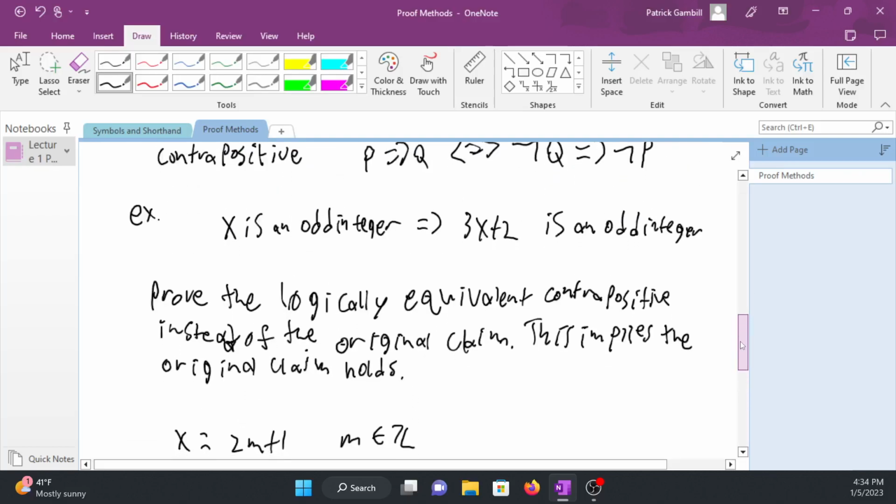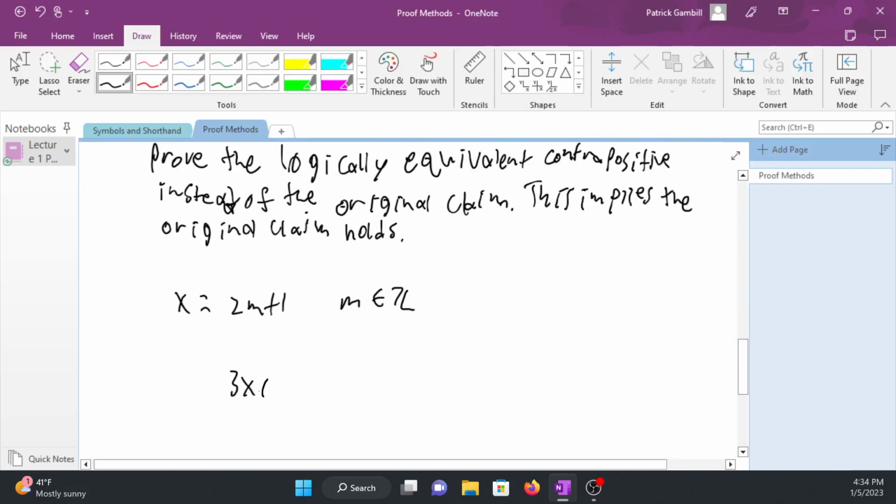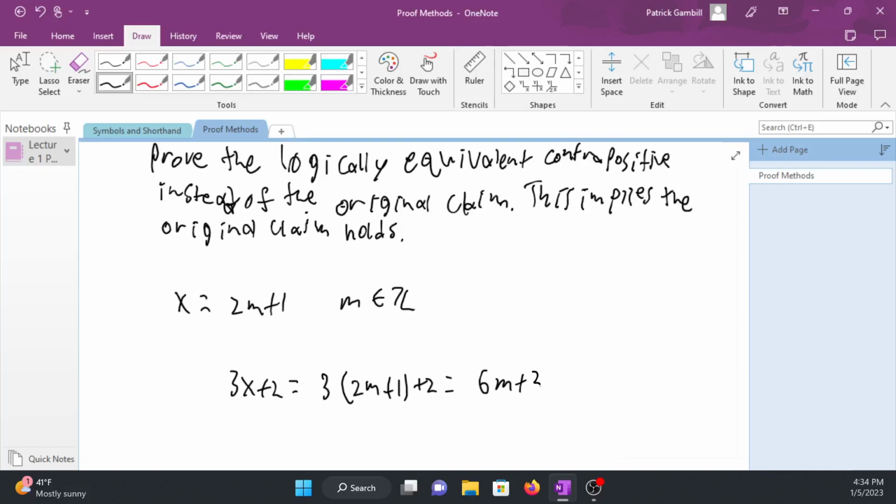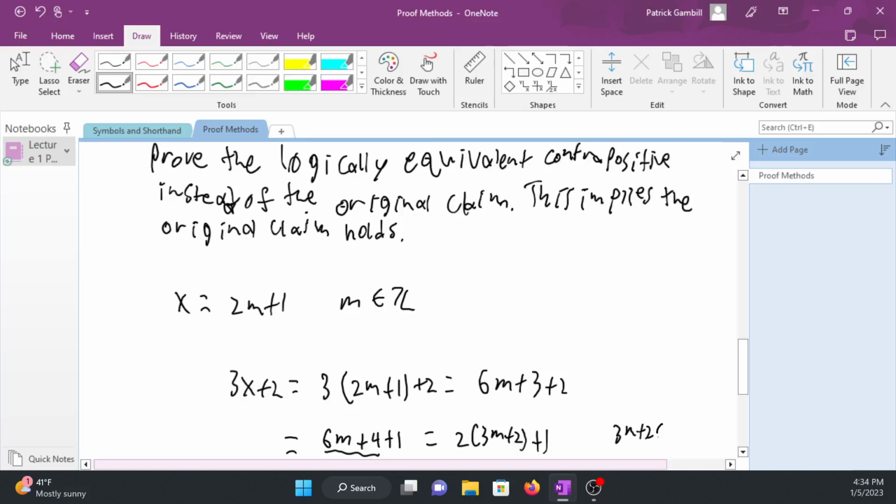Therefore, if we start with 3x plus 2, this is the same as 3 times (2m plus 1) plus 2. Distribute the 3, we can see we get 6m plus 3 plus 2. We can regroup this a little bit. We could say we have 6m plus 4 plus 1. Factor 2 out of this piece here, we can say we have 2 times (3m plus 2) plus 1. And as m is an integer, this implies 3m plus 2 is also an integer.